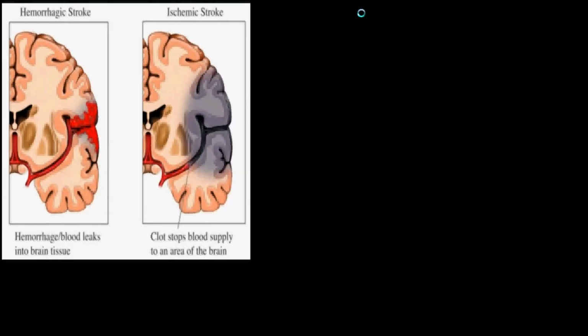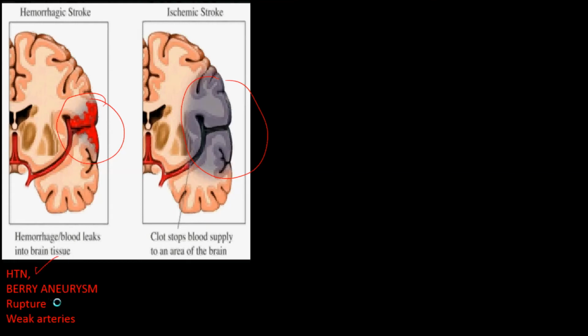Once we know that, let's look at the different types of strokes we have. We have a hemorrhagic stroke, where blood is spilled over the brain. We have an ischemic stroke, where the brain is deprived of blood. The risk factors for hemorrhagic stroke are hypertension, where high blood pressure leads to rupture of the blood vessel, and berry aneurysm rupture.